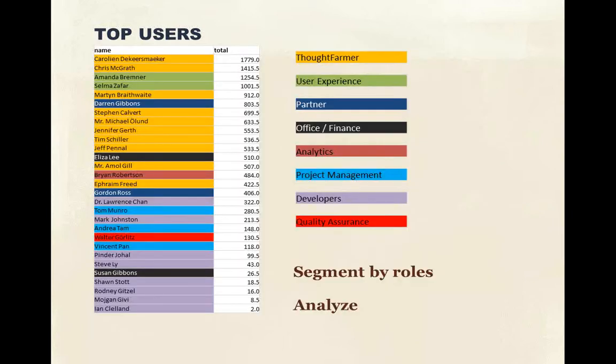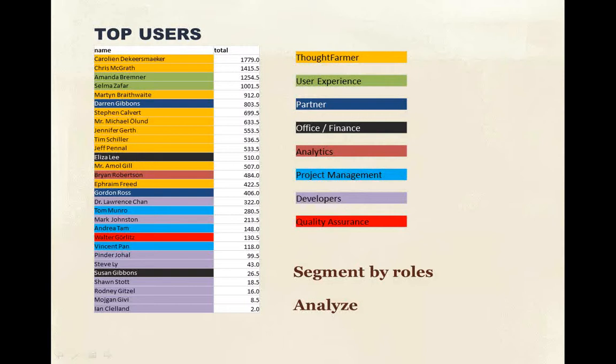And now once you actually have this, you can start segmenting this into different groups. So you can identify the trends across your organization. For example, what we've done with our data is we were able to connect it to our HR program and also figure out where these people are. So we can see that the ThoughtFarmer team is very high on the top user list, and somewhere at the bottom seems to be the developers.